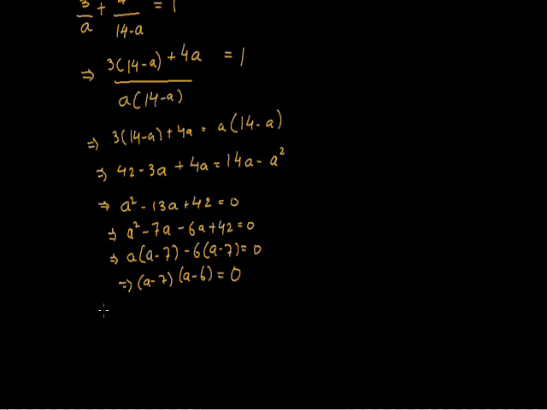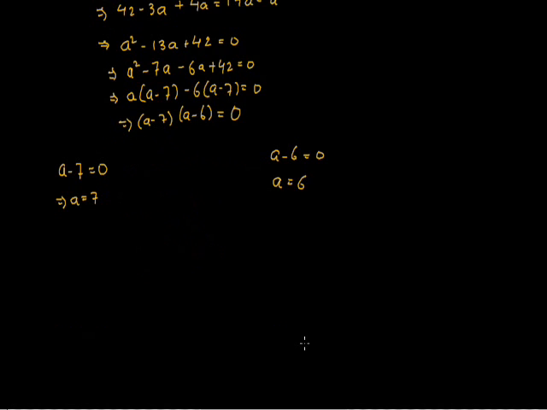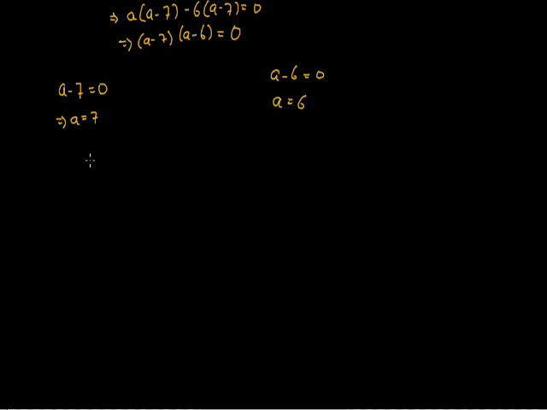Hence, I'll get two values of A: (A minus 7) into (A minus 6) is equal to 0. Hence, either A minus 7 is equal to 0 or A minus 6 is equal to 0. So first case, I'll take A minus 7 is equal to 0. This implies that A is equal to 7. Second case will have A minus 6 is equal to 0. In that case, A is equal to 6. Now, I have two values of A.